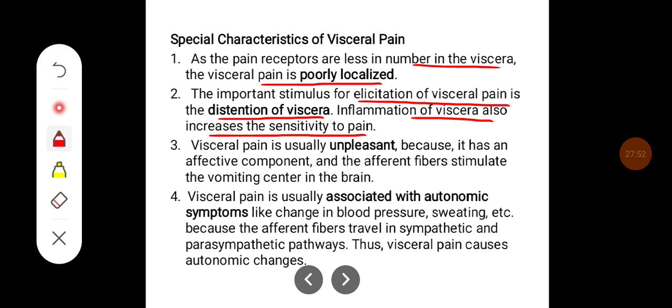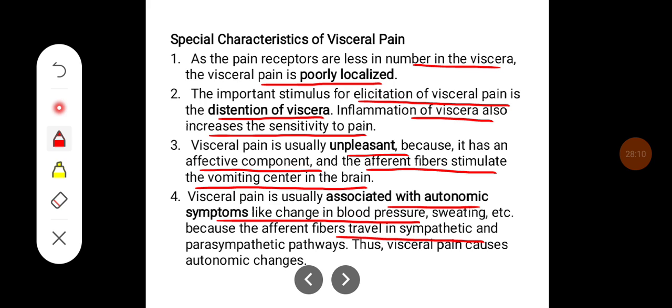Visceral pain is usually unpleasant because it has an affective component, and the afferent fibers stimulate the emetic center in the brain. Visceral pain is usually associated with autonomic symptoms like change in the blood pressure and sweating, because the afferent fibers travel in sympathetic and parasympathetic pathways. Thus, visceral pain causes autonomic changes.